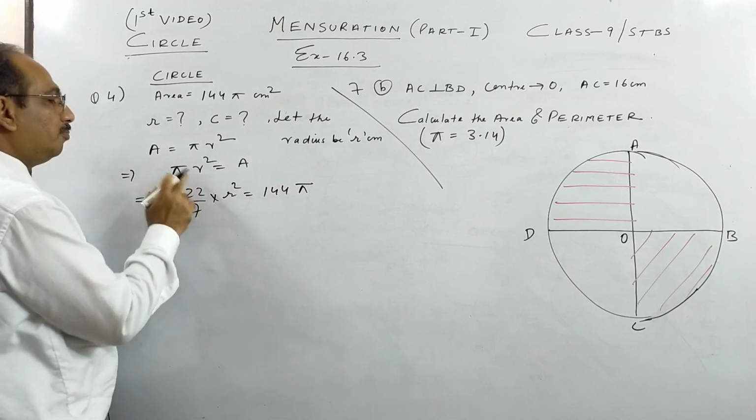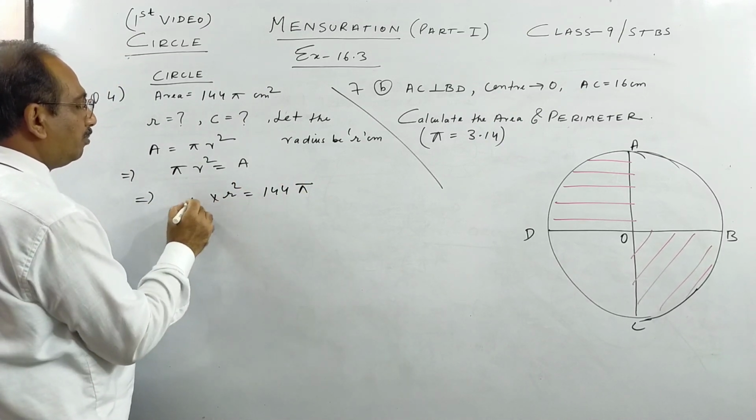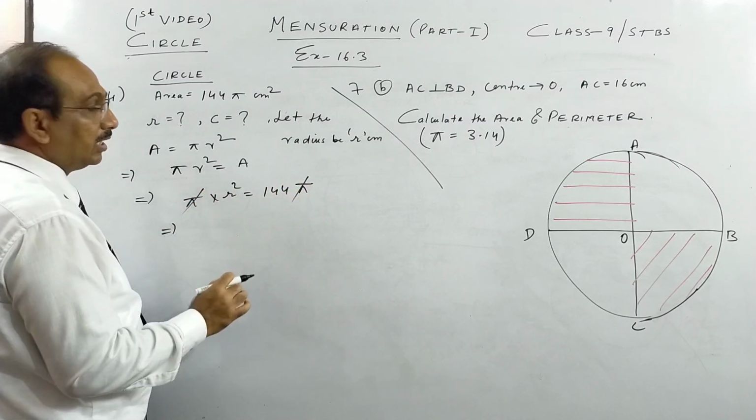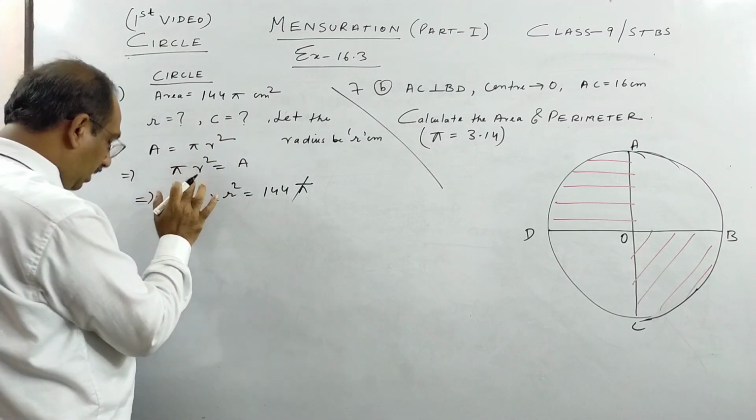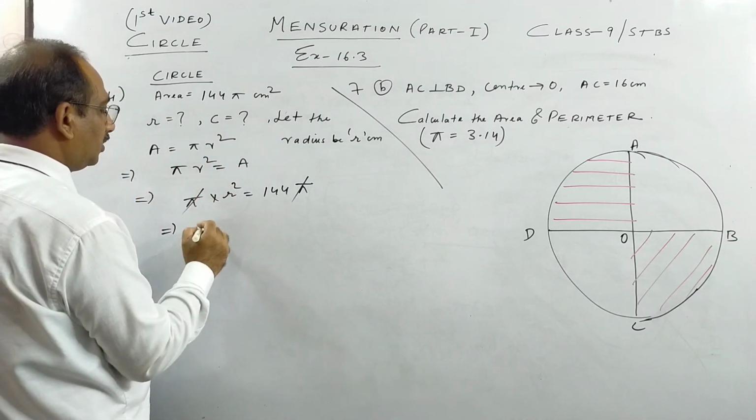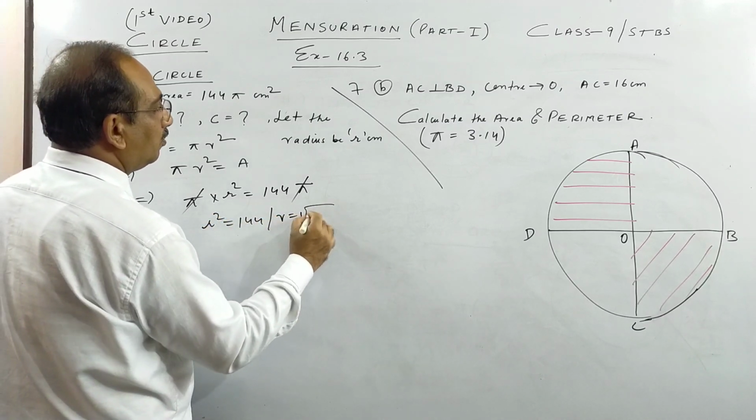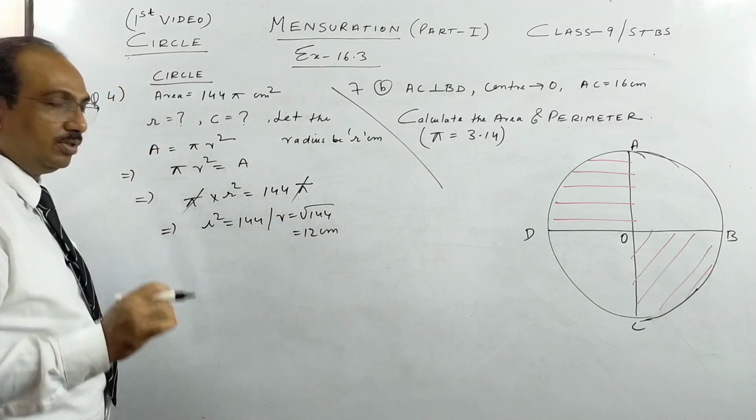So children, see, pi's value I will not substitute here because both the side pi will cancel. So don't substitute, children. You will make it and again cancel it. So when pi is given, let the pi of the formula remain. So r square is 144. So you know r is root over 144. This is 12 centimeter. Minus answer we don't take.